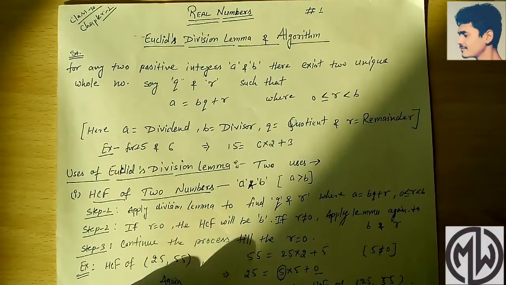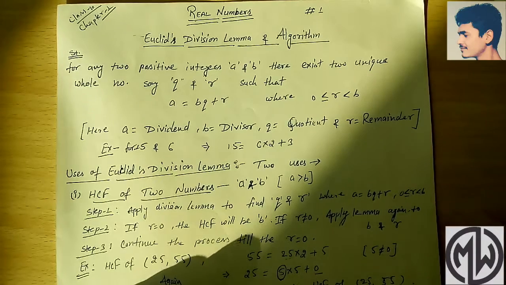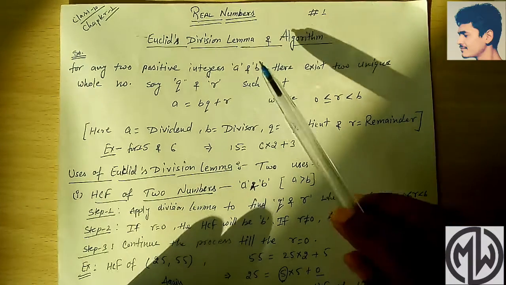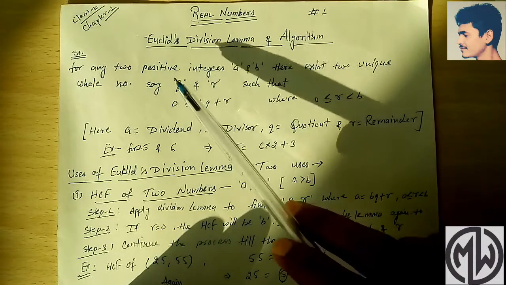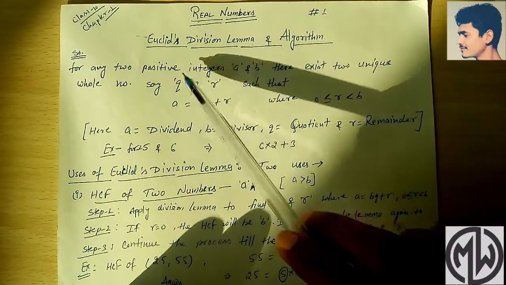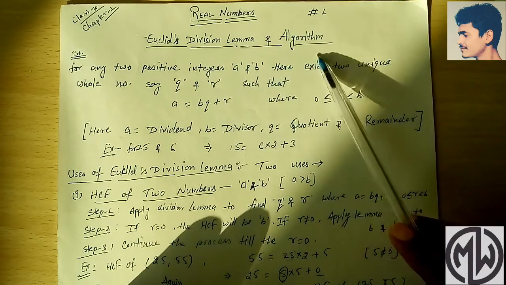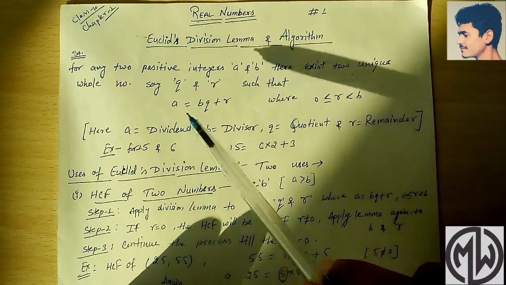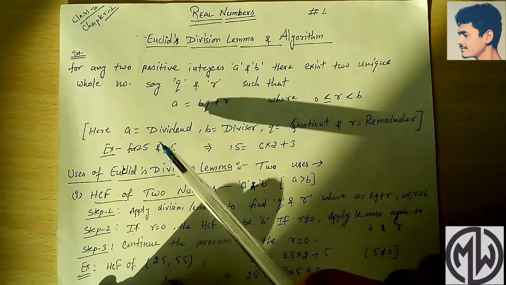Hello everyone. So today we will start the first chapter of the 10th class NCERT. The chapter's name is Real Numbers. The first topic of this chapter is Euclid's division lemma and algorithm. First of all, we'll talk about Euclid's division lemma, what this lemma is.